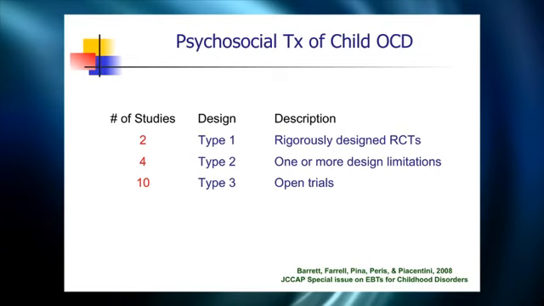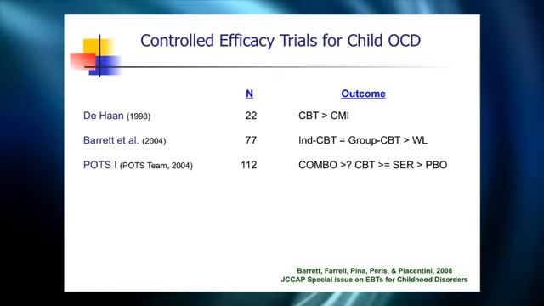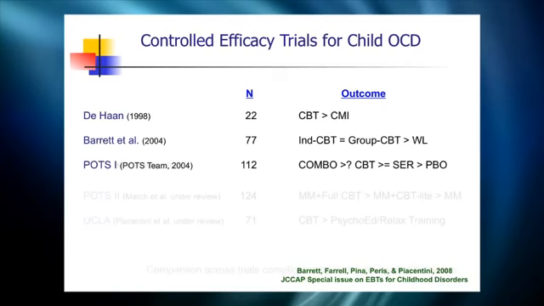And the controlled efficacy trials were these three: DeHaan, Barrett, and the Pott study. Barrett and Pott were the only rigorous trials. The DeHaan study, because of a very small sample, was considered a less rigorous trial. Since then, a couple of other studies have come out.